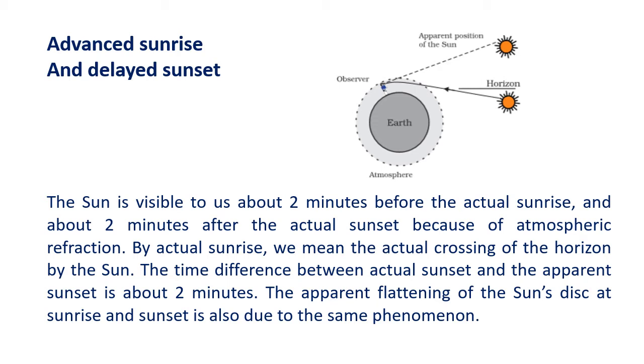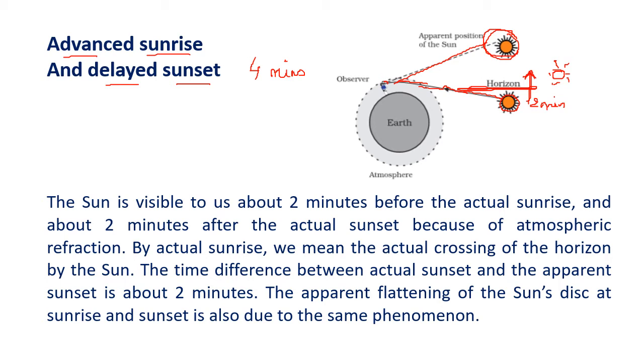Now, because of that apparent position, we have an advanced sunrise and a delayed sunset, or almost an addition of 4 minutes to the day. Now, look, this is the horizon. So when the person is standing here, he cannot see the sun because the sun has not risen yet. The sun is below the horizon, but because of the bending, the person can see the sun in the apparent position. So you can see, even though the sun has not risen, 2 minutes before the sun rises, the person can already see the sun. So there is an extra 2 minutes.